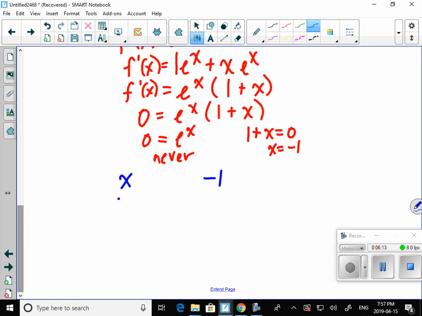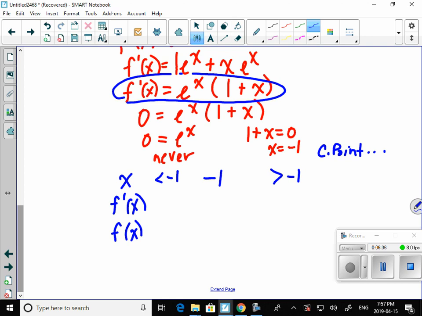So I want to look to the left of negative 1, and I want to look to the right of negative 1, so that I can classify that critical point as a max or a min. So just looking at positive and negative values from the derivative, this is where I'm looking. I'm going to choose a value less than negative 1. So e to the negative whatever, negative 3, is still going to be a positive number. e to the x is always above 0. But this bracket, 1 plus a negative value less than negative 1, is going to be negative. So overall, my derivative will be negative.